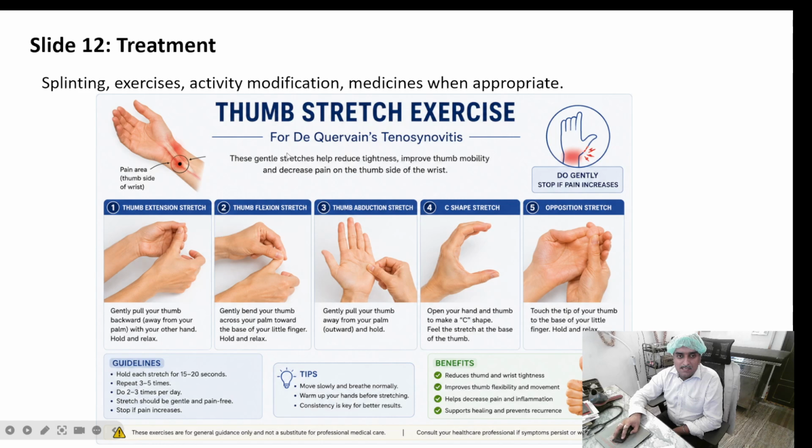Thumb stretch exercises for De Quervain tenosynovitis. These gentle stretches help reduce tightness, improve thumb mobility, and decrease pain on the thumb side of the wrist. Do them gently, and stop if pain increases.